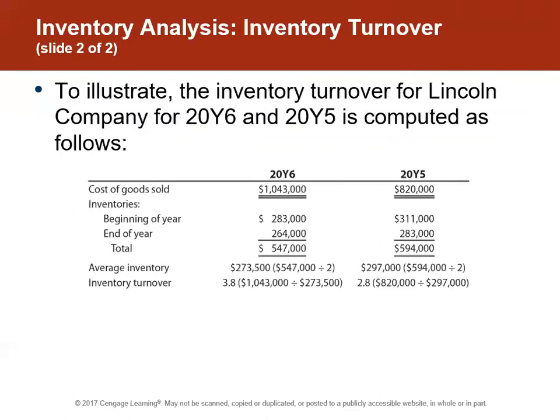And that's kind of what they're showing us here. They give us cost of goods sold. They give us beginning and ending inventory. So we add it up for 547,000. Divided by 2, our average inventory is 273,500. Cost of goods sold divided by average inventory, our inventory turnover is 3.8 times.